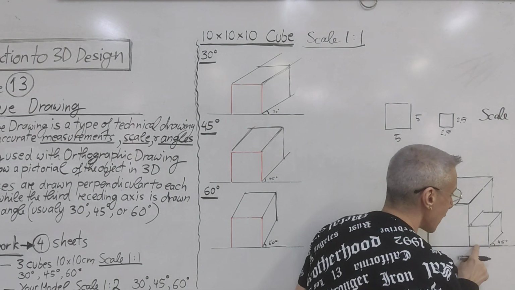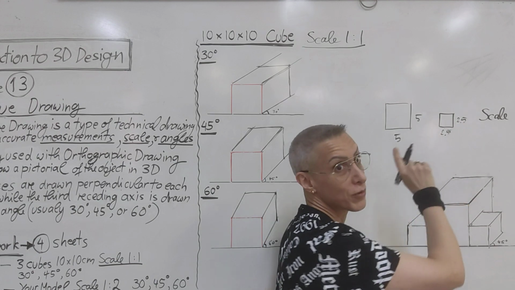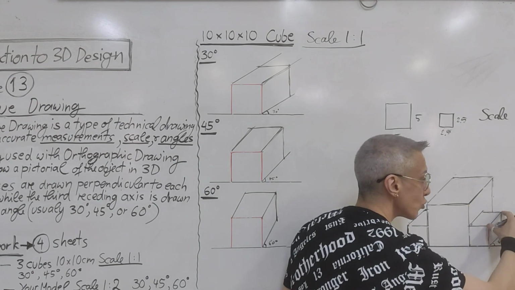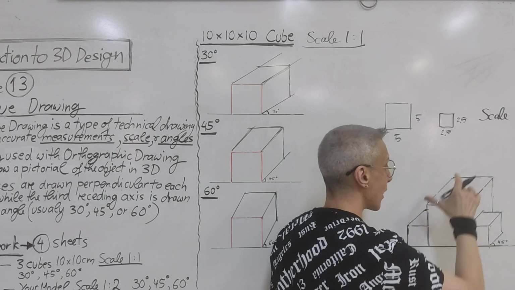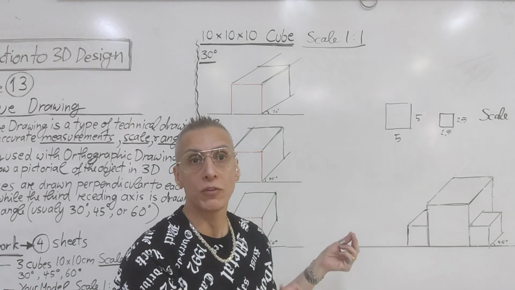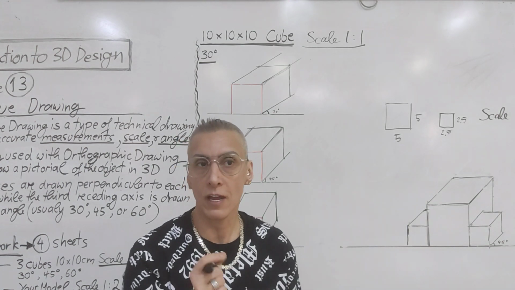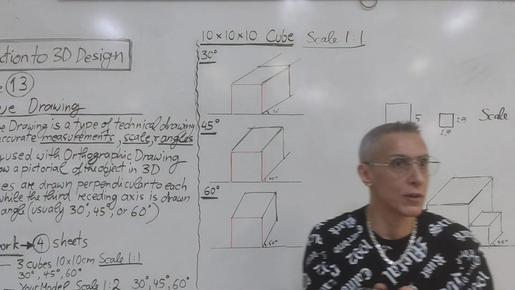So if this is a 2.5 by 2.5 cube, this is also 2.5, 2.5, 2.5. This here is 5, 5, 5, okay? Everything is accurate. This is part of the technical drawing. Any drawing that is technical, you need to have measurements and scale.